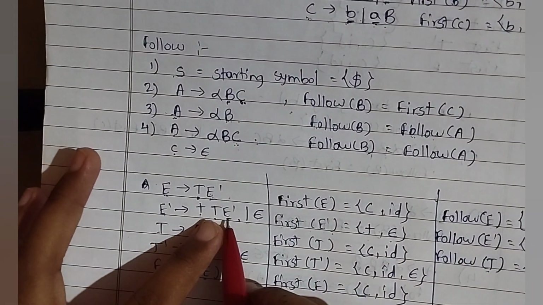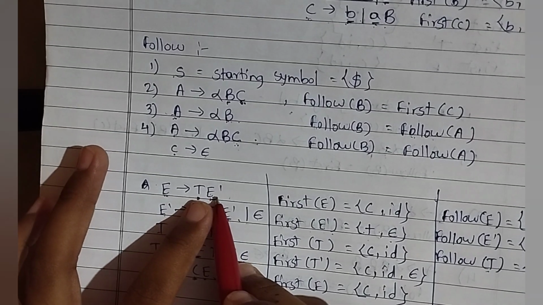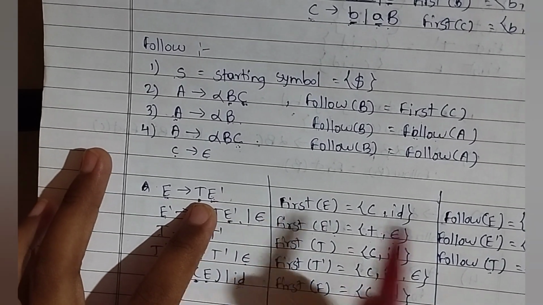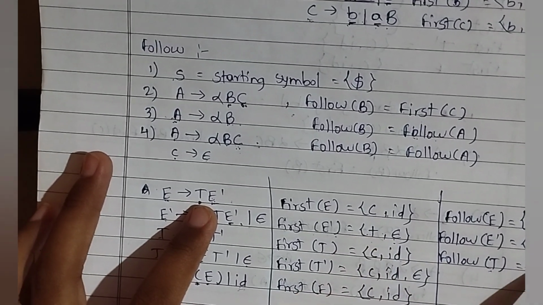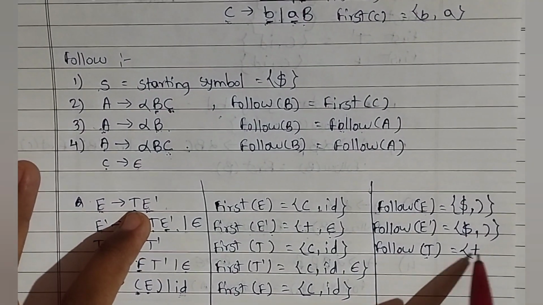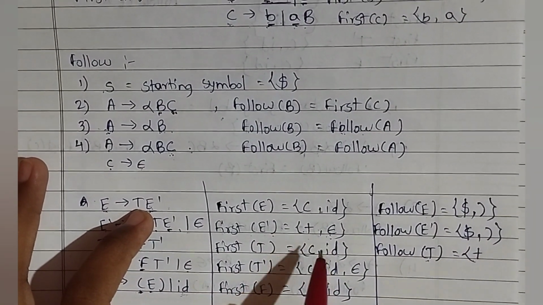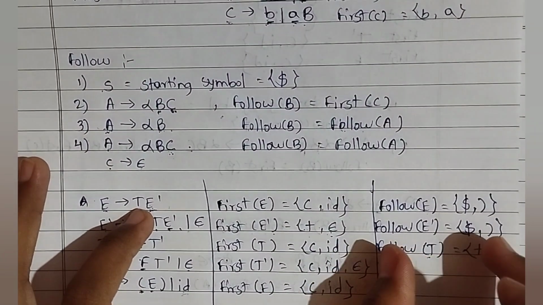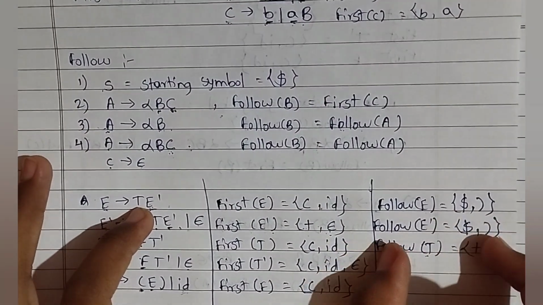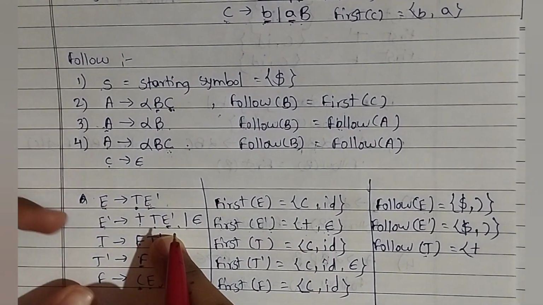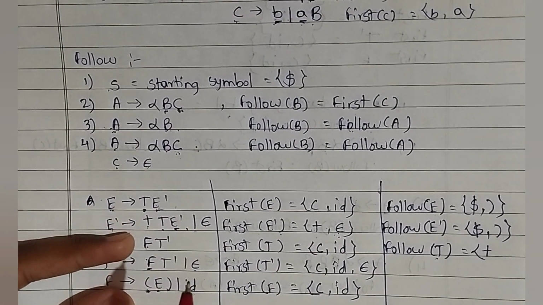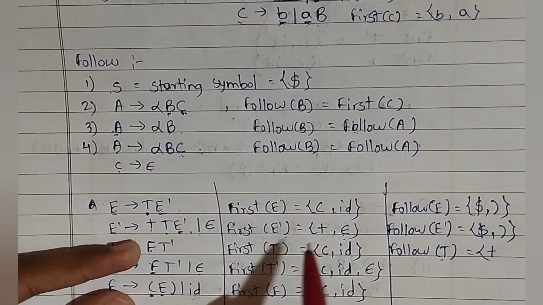Now we find out the first of E dash. First of E dash is plus and null, so we write here plus symbol. Now the null, so always remember we do not write the null in the follow, but we consider this null in the grammar. So how we consider, now I show you.